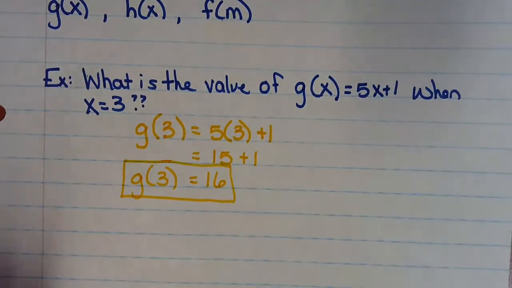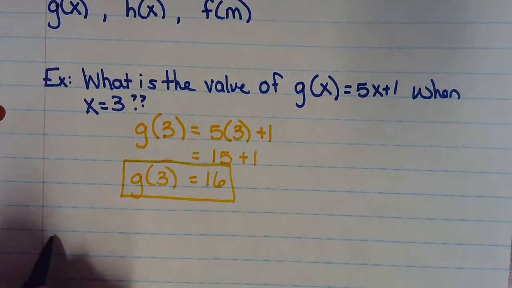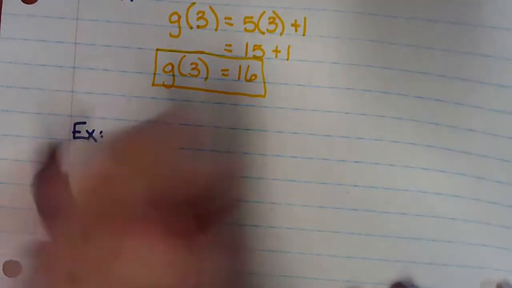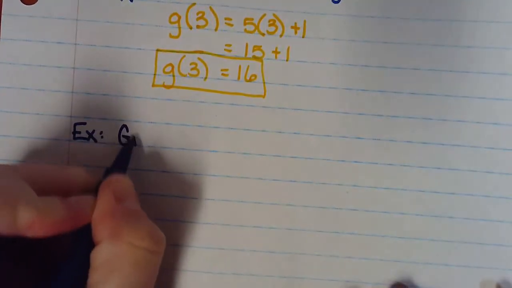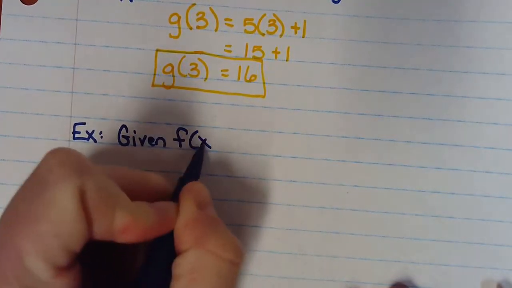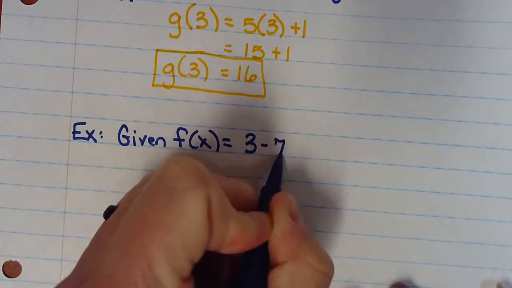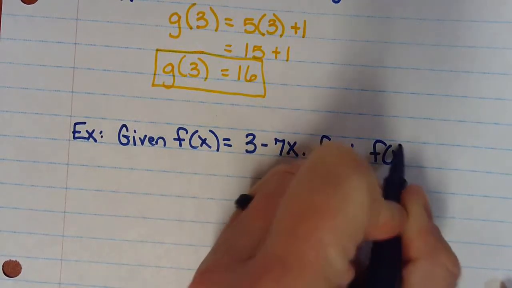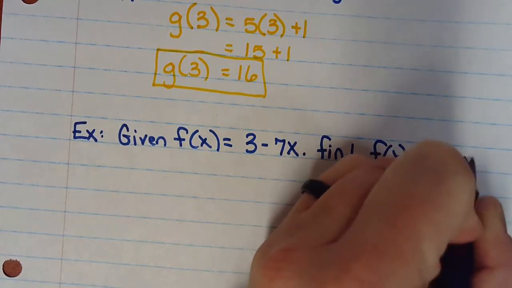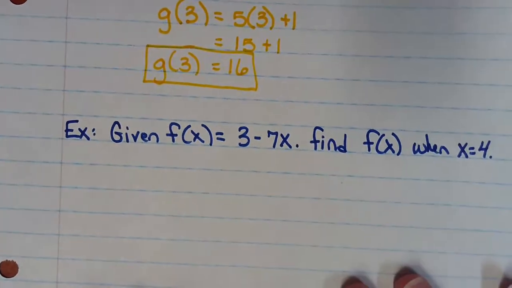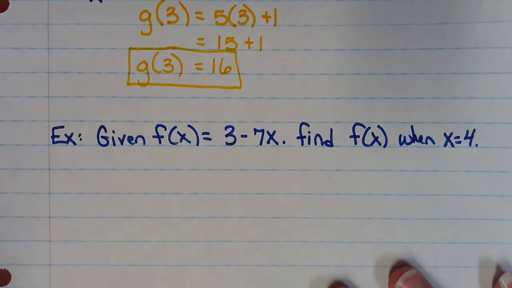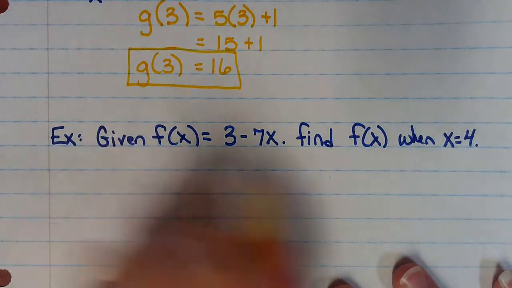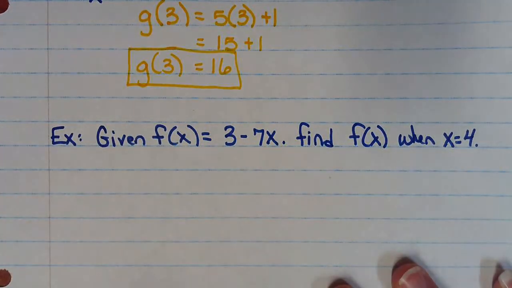Let's take a look at another example of what you're going to be doing today, just getting used to plugging into these functions. Let's say that we are given f of x equals 3 minus 7x. Find f of x when x equals 4. It's the same idea, maybe just written a little differently. We are plugging a 4 into our function, so we take this 4 and plug it in wherever we see an x.